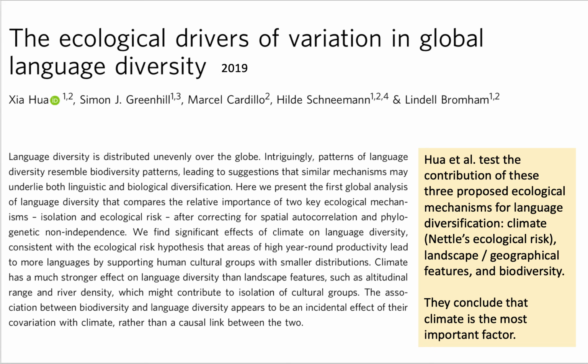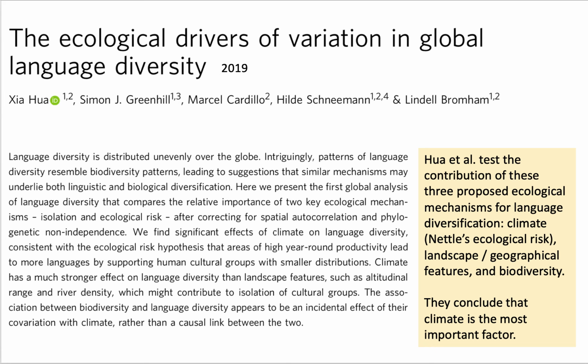Like I said, Nettle's work triggered quite a bit of work on that, trying to explain global language diversity. So people have done that on different terms. They've looked, for example, at climate most of all. So this relates to Nettle's ecological risk hypothesis.